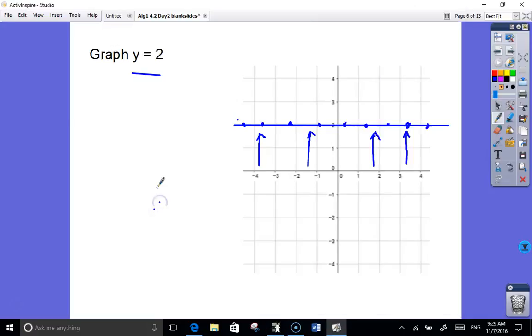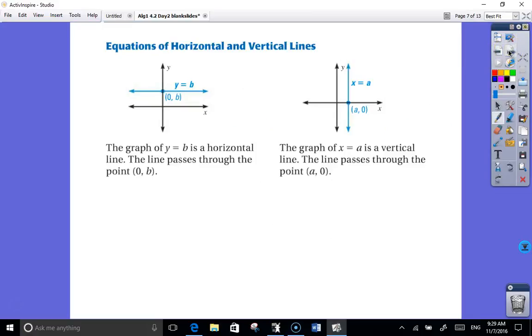One way or the other, you've got to keep straight which one is vertical and which one is horizontal. It's not going away for about the next 3 years. So here are the equations of horizontal and vertical lines. y equals b, which is just a constant, where b is the y-intercept, is a horizontal line going through the point (0, b). x equals a, that's the x-intercept, is the vertical line going through that point. So, horizontal versus vertical.